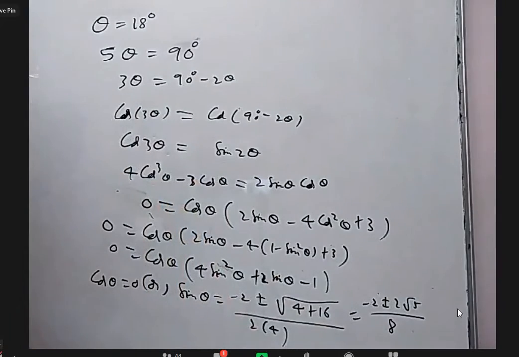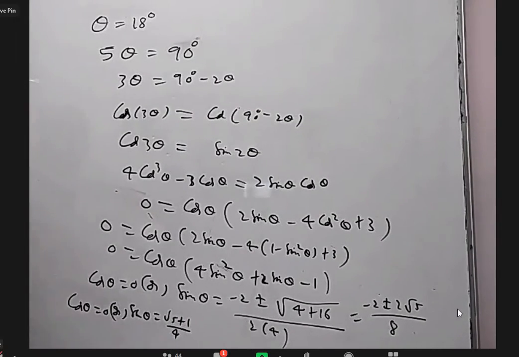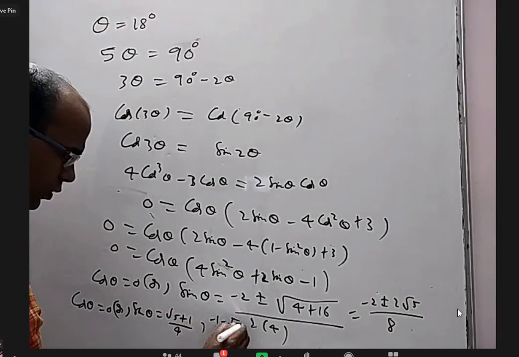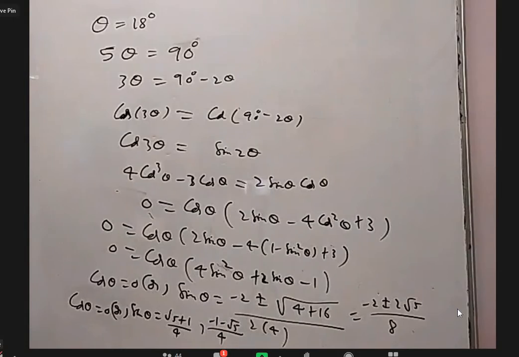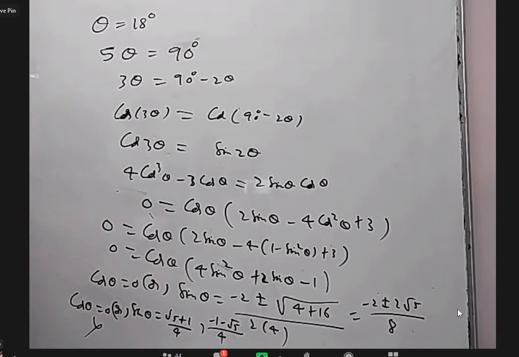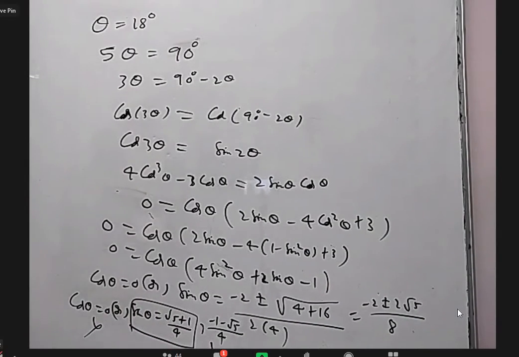If I cancel 2, finally what I will get is cos theta equal to 0 or sin theta equal to root 5 plus 1 by 4, or minus 1 minus root 5 by 4. But sin 18 degrees has to be positive. It can't be negative because theta is 18. I cannot take this because cos 18 is obviously not 0, because only cos 90 is 0. I cannot take this. So I have to take this. Sin theta is equal to root 5 plus 1 by 4.